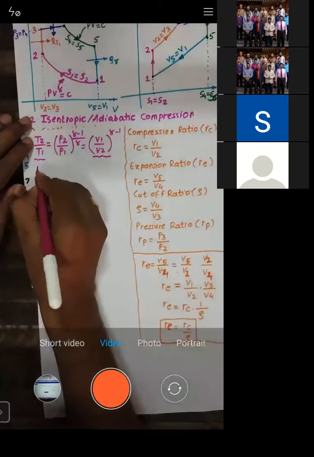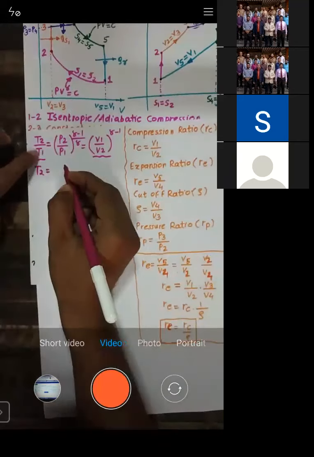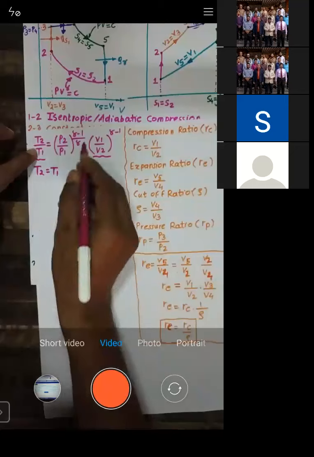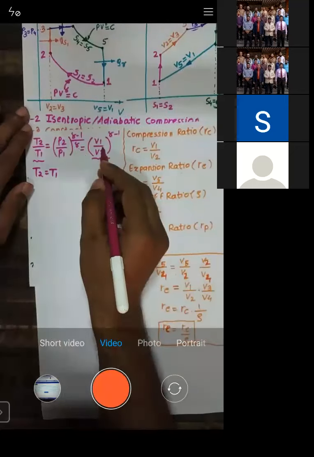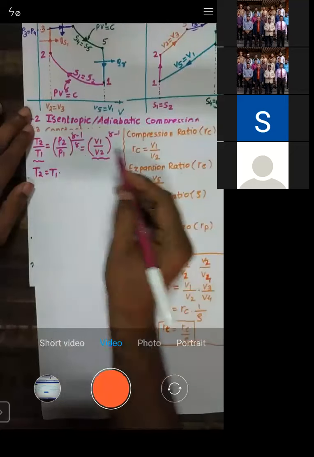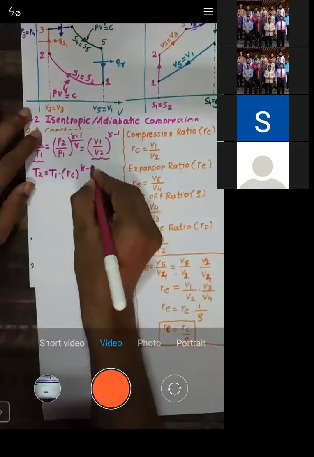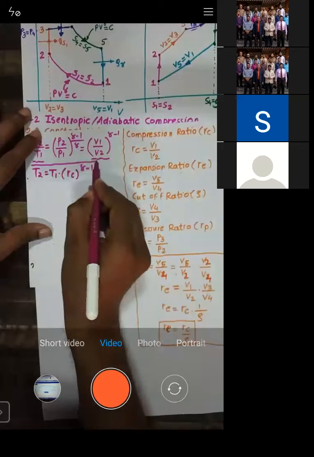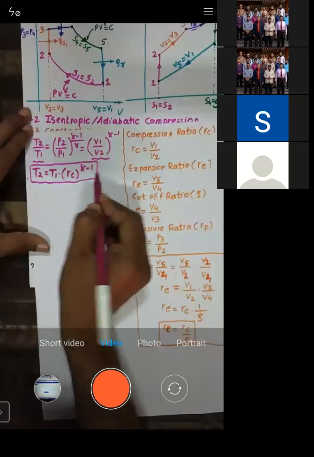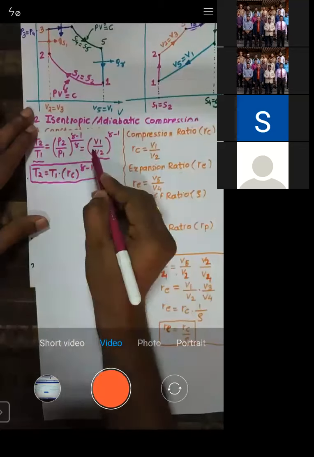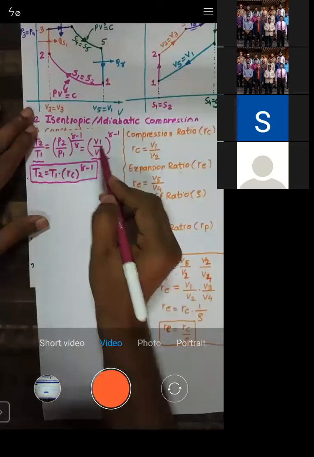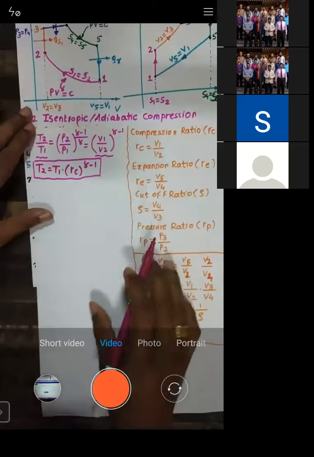So T2, how to write down T2? T2 is given by T1. I will bring it on the right hand side. T1 into V1 by V2. What is V1 by V2? It's RC, right? T1 into RC raised to power gamma minus 1. See, this is the value of T2. T2 is equal to T1 into V1 by V2, which is RC raised to power gamma minus 1.